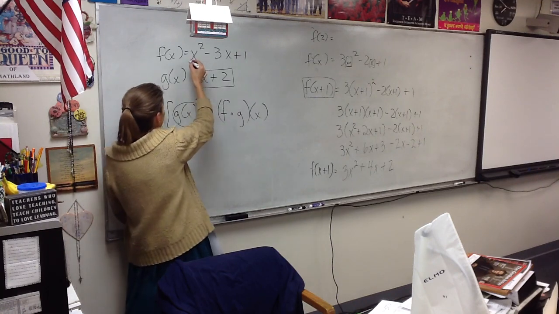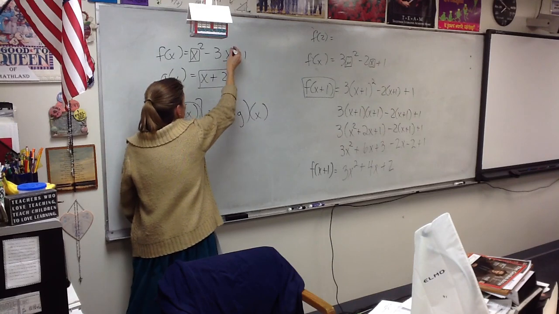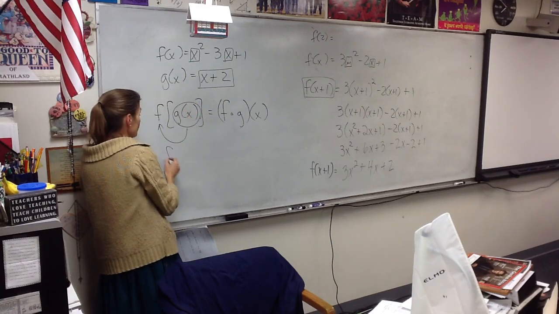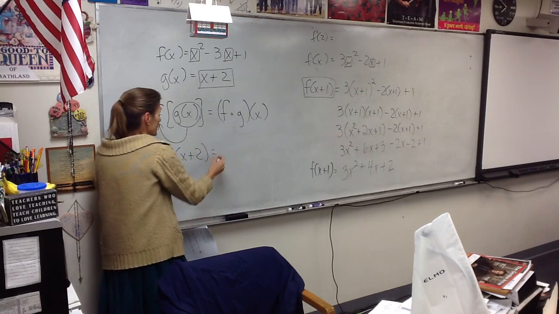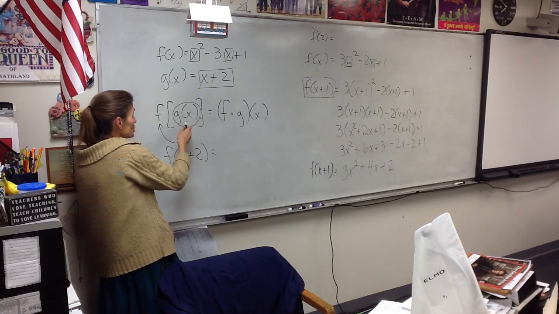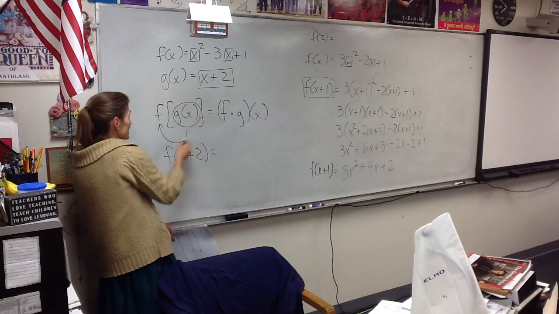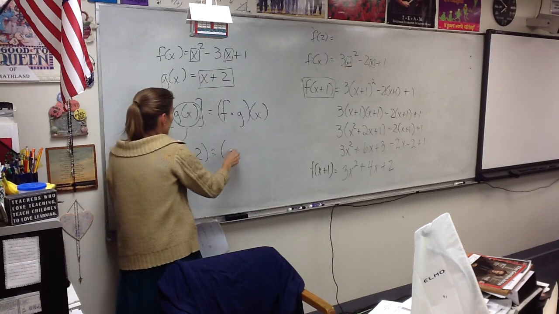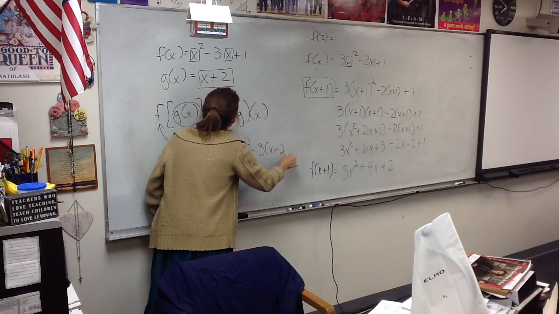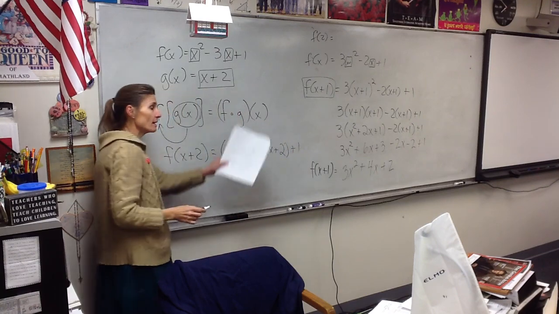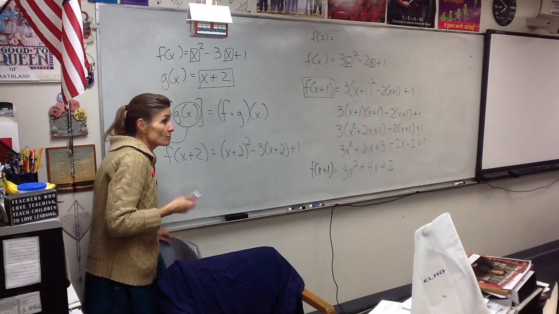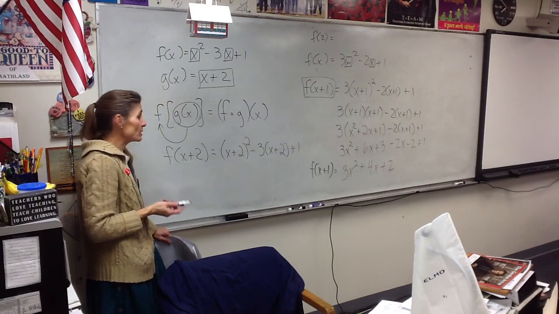So let's see, we got an x here, and we got an x here. So we're going to take the g function, which is x plus 2, and plug it into the f function. So we'll have (x plus 2) squared minus 3 times (x plus 2) plus 1. Isn't that a lot like the problem we just did? It's identical in the math. It looks different, but the way we do it is the same.